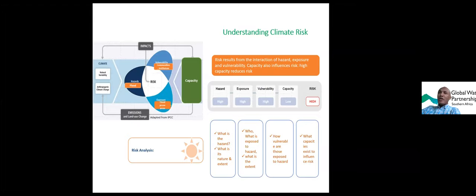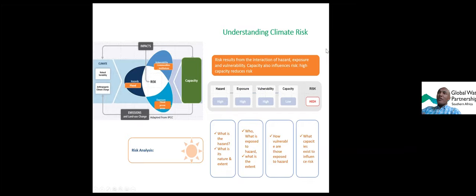And then it will also try to help us understand who and what is exposed to those hazards, and then what is the extent of that exposure. And then in terms of vulnerability, it will also help us see how vulnerable the different systems exposed to the hazard are. And finally, it will also try to assess what capacities exist so that they can influence the climate risk. So basically, that's what climate risk is.